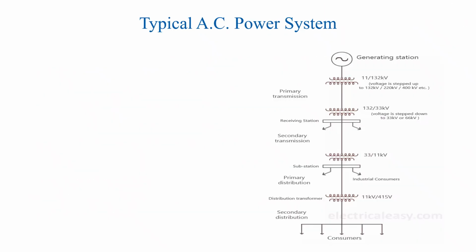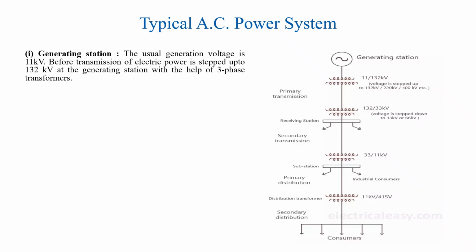Here you can see this diagram. It represents a typical AC power system. This is a single line diagram of a typical AC power system. First of all, this is the generating station. Here the voltage is generally 11 kV. The generation voltage in the generating station is mainly 11 kV. Before the transmission, the electrical power is stepped up to 132 kV.